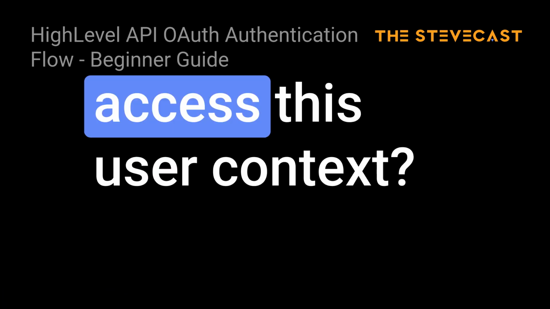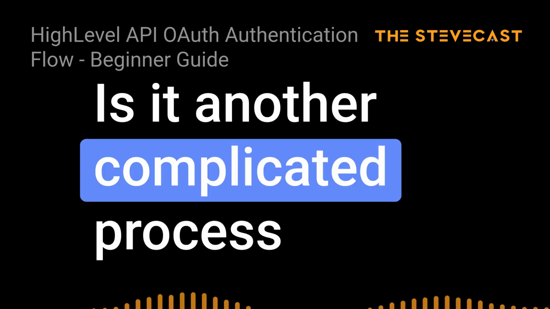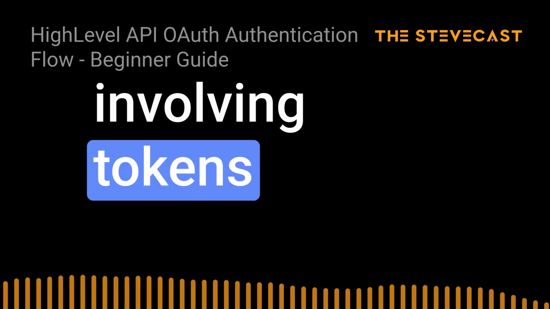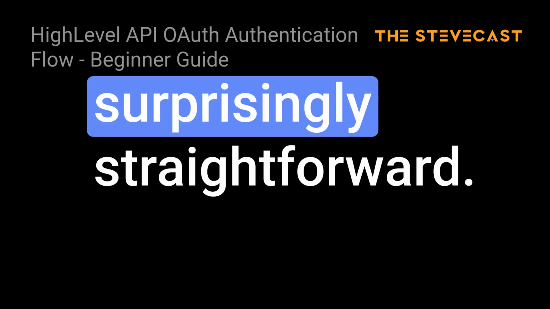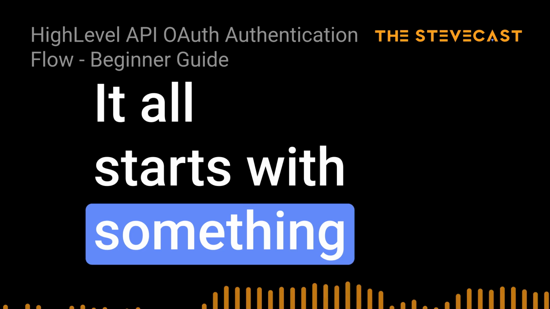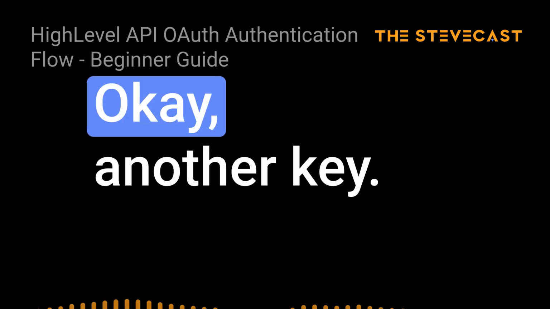But how do we actually access this user context? Is it another complicated process involving tokens and secret codes? It does involve those elements, but High Level has made it surprisingly straightforward. It all starts with something called a shared secret key. Okay, another key.